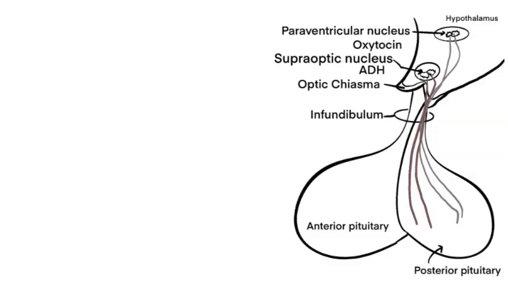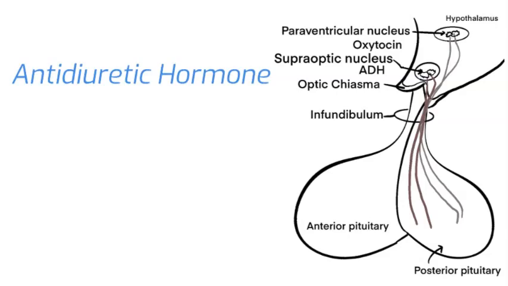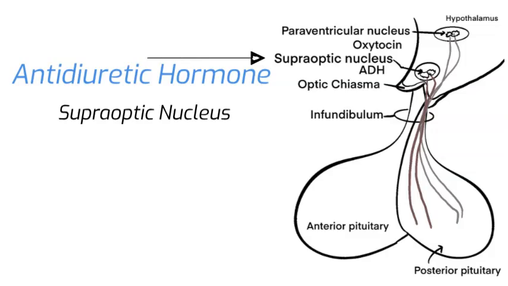First, let's look at oxytocin and antidiuretic hormone. These are both made by nuclei inside the hypothalamus. They then travel down to the posterior pituitary where they are stored until they're ready to be released. Antidiuretic hormone is made by the supraoptic nucleus. Supraoptic, above the eye. So this nucleus is located above the optic chiasma, which is where cranial nerve number 2 comes and makes contact with the brain.